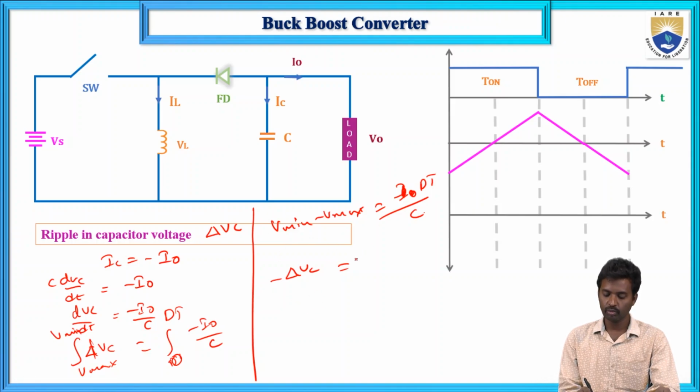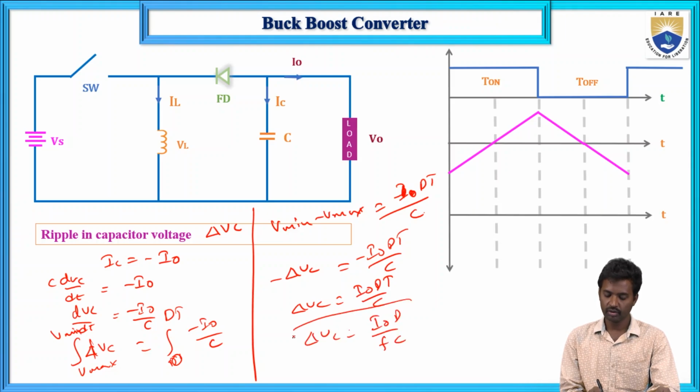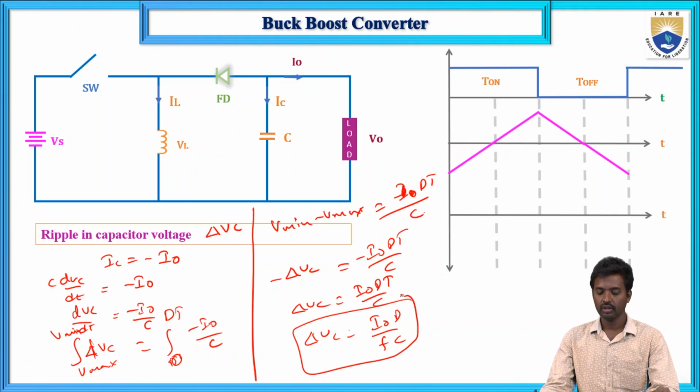So that equals minus I naught into dt by C. Del Vc is equal to I naught into dt by C. Del Vc is equal to I naught into D by Fc. So this is the case for ripple in the capacitor. Now, ripple in the inductor.